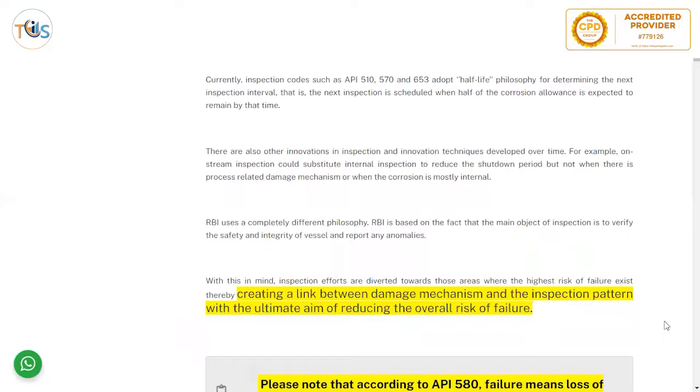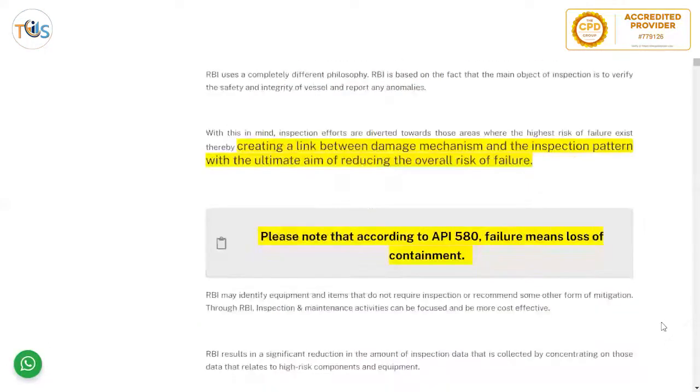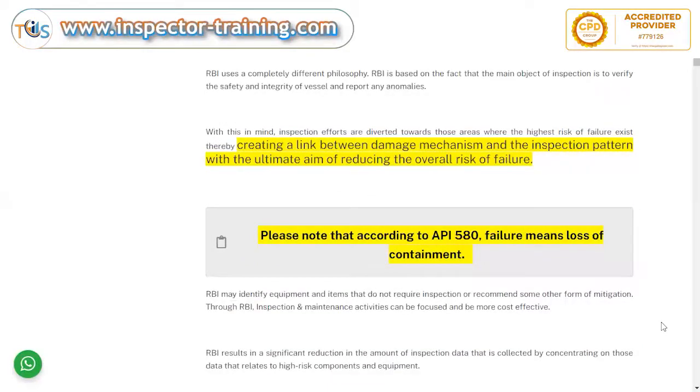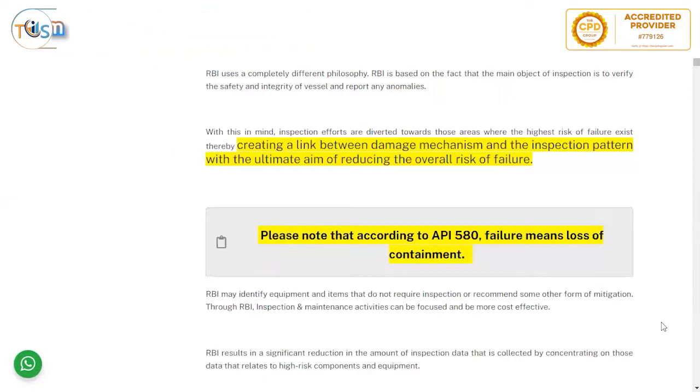RBI uses a completely different philosophy. RBI is based on the fact that the main object of inspection is to verify the safety and integrity of the vessel and report any anomalies. With this in mind, inspection efforts are diverted towards those areas where the highest risk of failure exists, thereby creating a link between damage mechanism and the inspection pattern with the ultimate aim of reducing the overall risk of failure. Please note that according to API 580, failure means loss of containment.